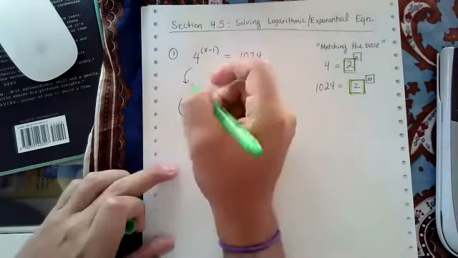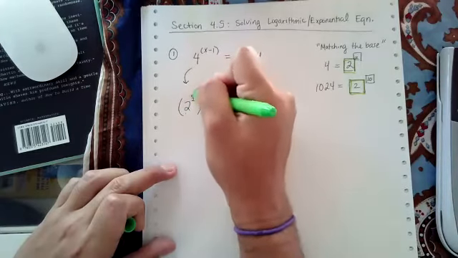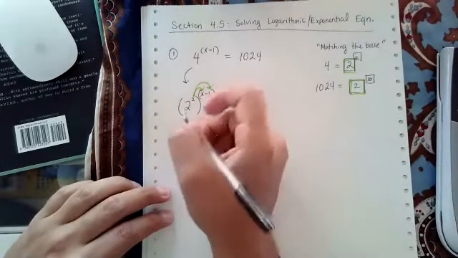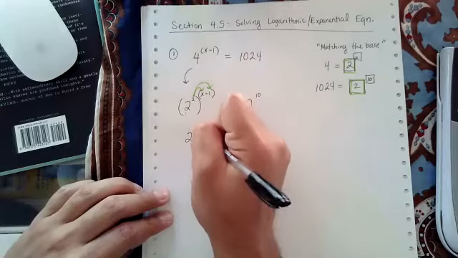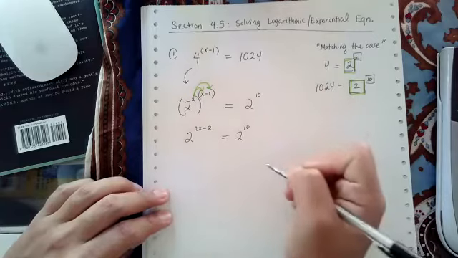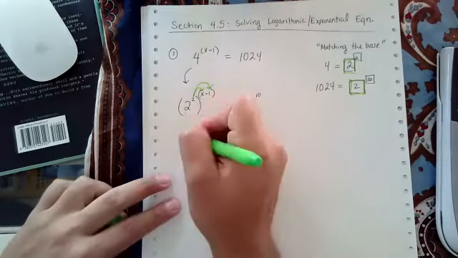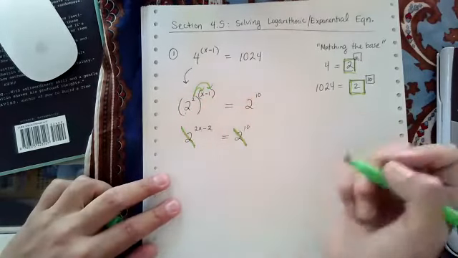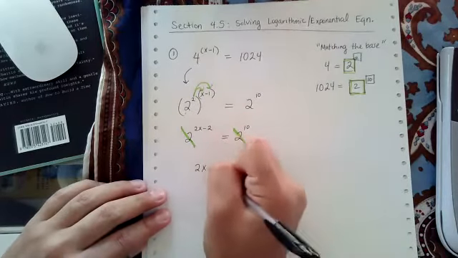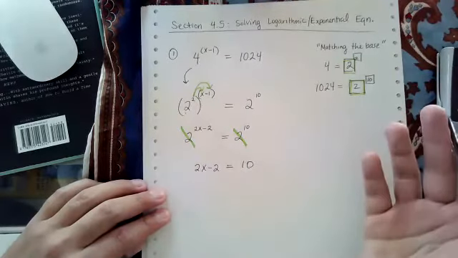We can utilize our exponent rule, which says if we have an exponent raised to another exponent, we'll multiply those exponents, so that we have 2 now raised to the 2x minus 2, and that's equal to 2 raised to the 10th power. And then since our bases match, we can just say the exponents have to be equal to each other. So really we have 2x minus 2 is equal to 10. And now we can just solve for x.